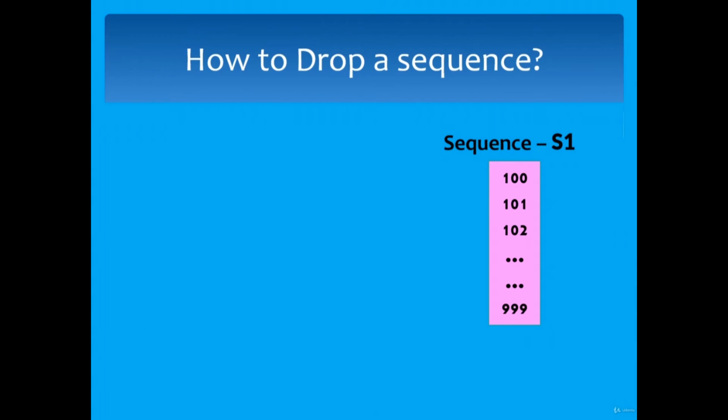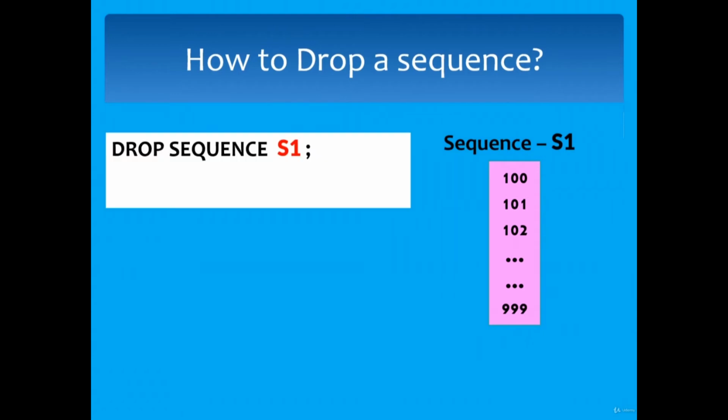Let's take an example of how to drop a sequence. We will write a DDL statement: drop sequence S1 semicolon. This statement will drop sequence S1.